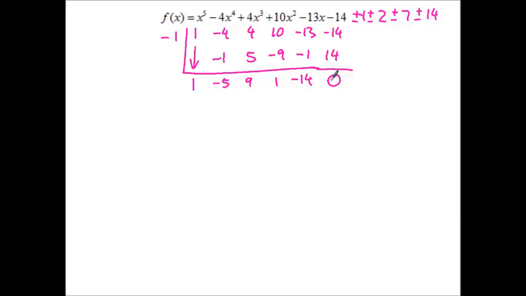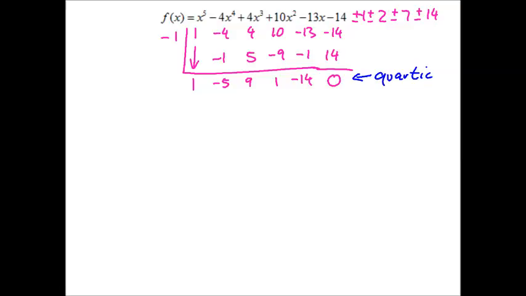And yes, we are in luck. Negative 1 is one of our factors. And we have now turned our quintic function into a quartic function. Let's just write that down and keep track of it. We still need to keep going with our synthetic division to peel off more layers from our original quintic function.